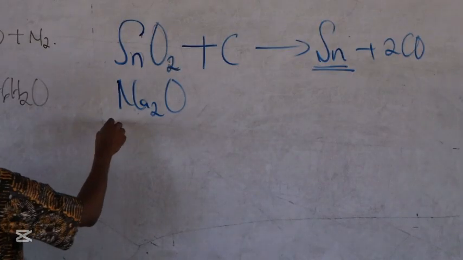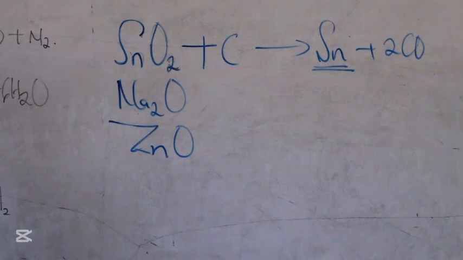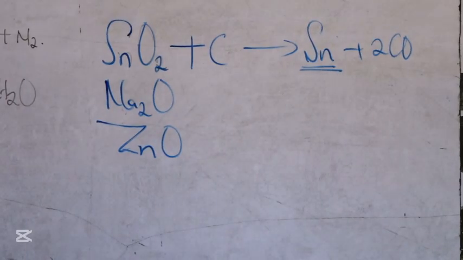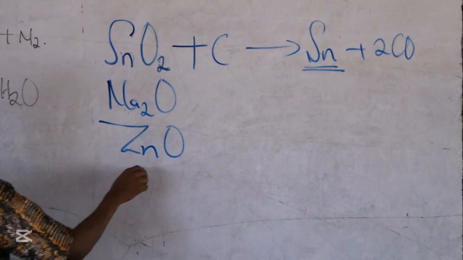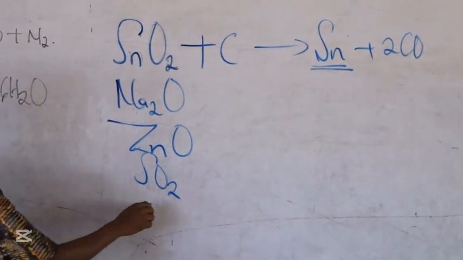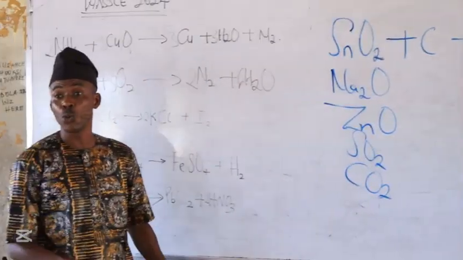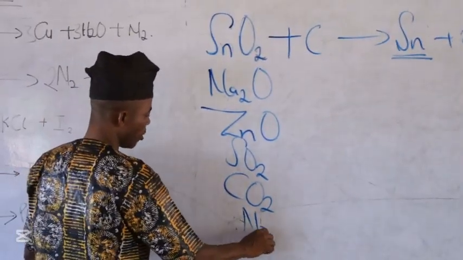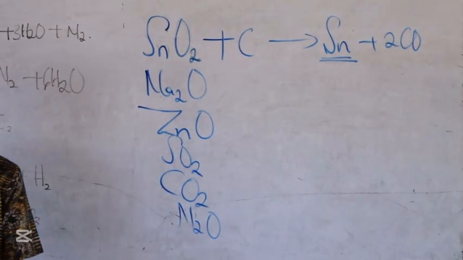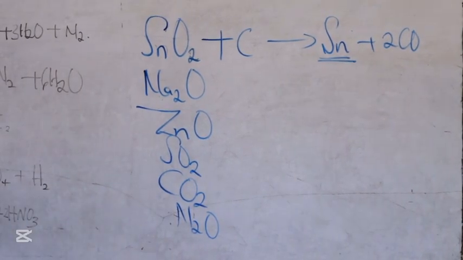ZnO. So it's an amphoteric oxide. An amphoteric oxide. We have SO2. SO2 is an acidic oxide. That is also right. Then CO2. It's an acidic oxide. Then N2O. N2O is a neutral oxide.